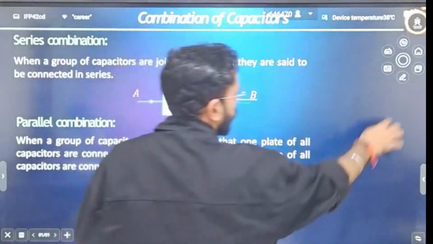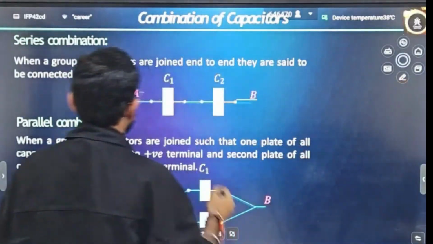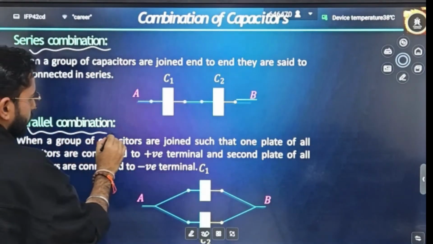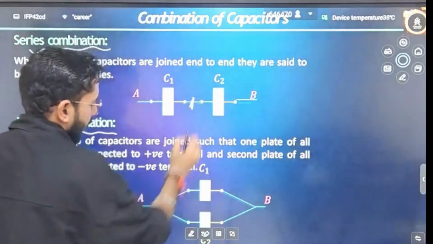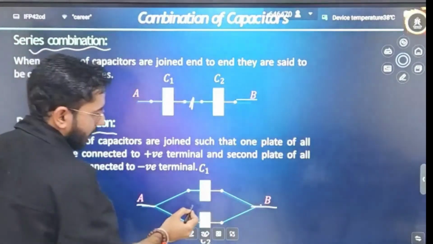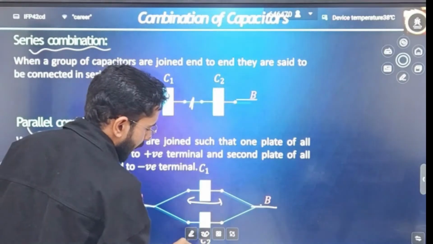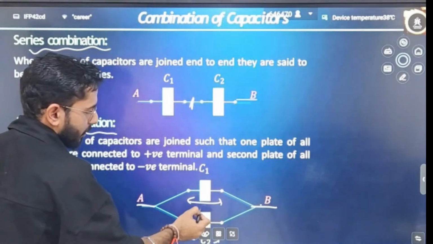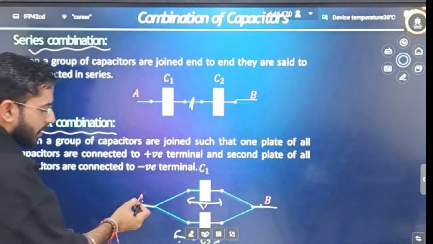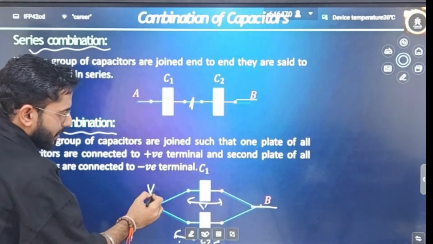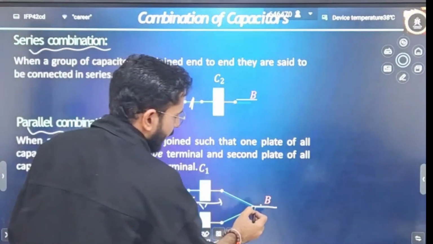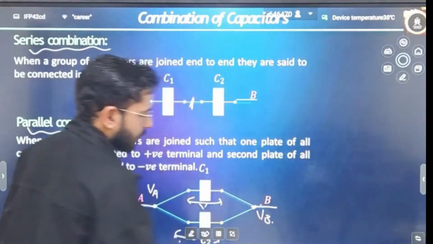Now see, here also there are two kinds of combinations: one is series combination and the second one is parallel combination. In parallel, it will have a common node and a common junction. So what do you know here? That the potential difference across parallel capacitors will always be the same. The potential difference across this one will be the same as across this one. How do we write this? Let's suppose at this point A some potential is VA, and at this point I will say some potential is VB.